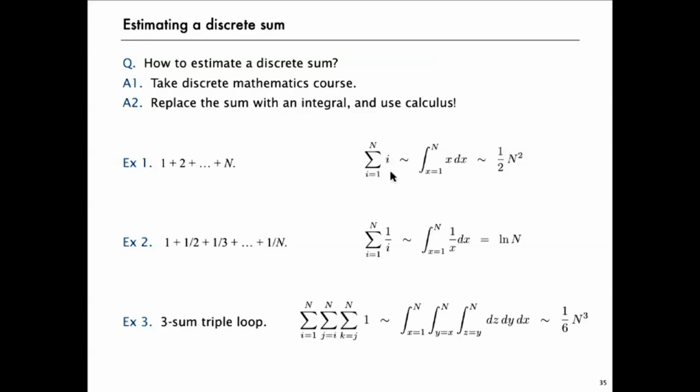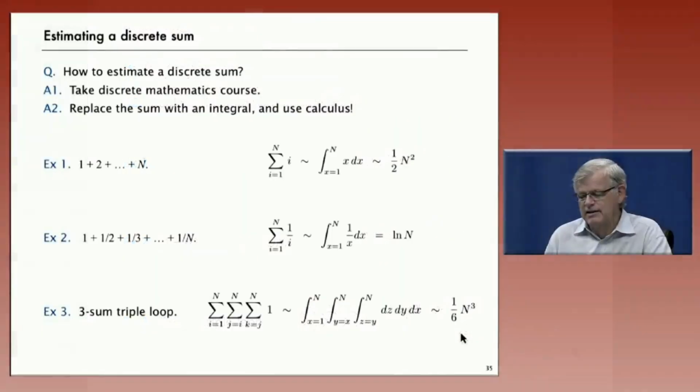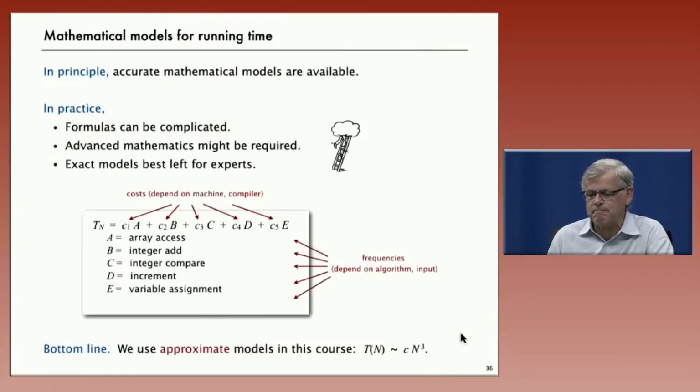approximation. But if you think of it this way, you'll believe us when we say that that thing is tilde half n squared, or sum of 1 + 1/2 + 1/3 up to 1 over n. That's like integral from x = 1 to n of 1 over x, and that's natural log of n. Even the three-sum triple loop, if you're used to multiple integrals, will quickly give you the 1/6 n cubed. There's many more and other techniques that we could use for this, and we're not going to teach all that, but we'll sometimes refer to results of this type.